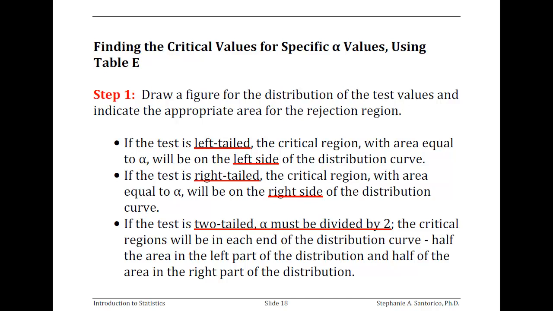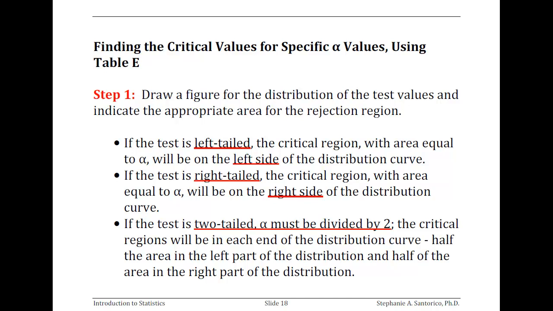If you look at your alternative and it was left-tailed, then what you want to do is draw a hash mark to the left of your distribution. And then you want to shade in the area to the left to correspond to alpha. That's going to be your probability.